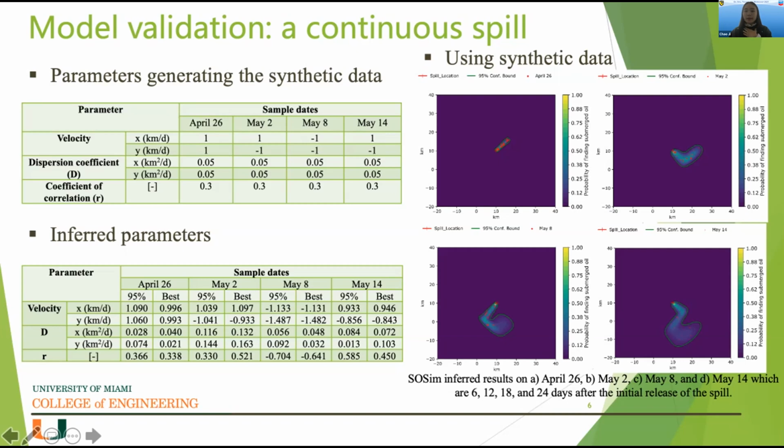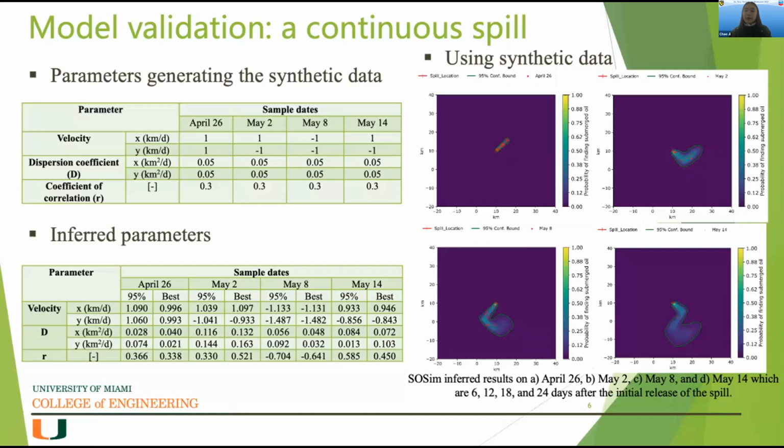And the current moves in the northeast direction on the first day, and the southeast direction on May 2nd, southwest on May 8th, and finally in the southeast direction. These data are plotted as red dots in the figure here. On each day, there are like 29 field data.